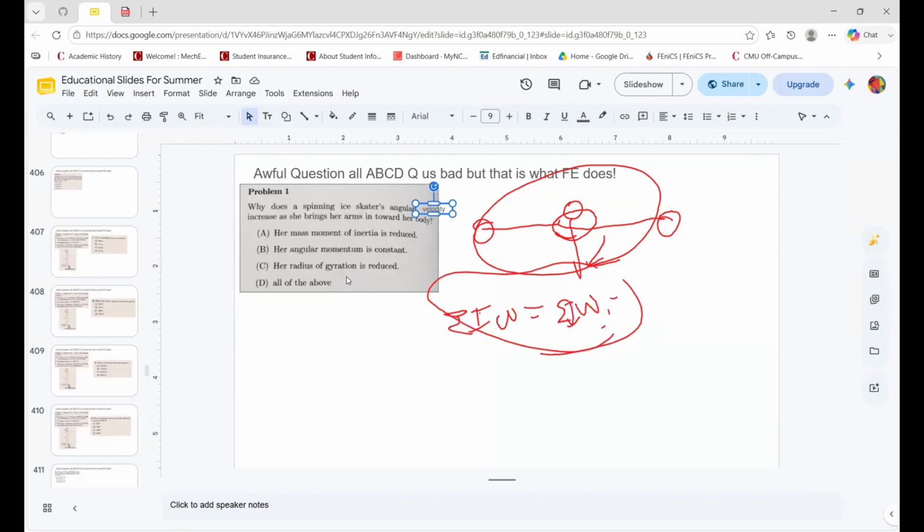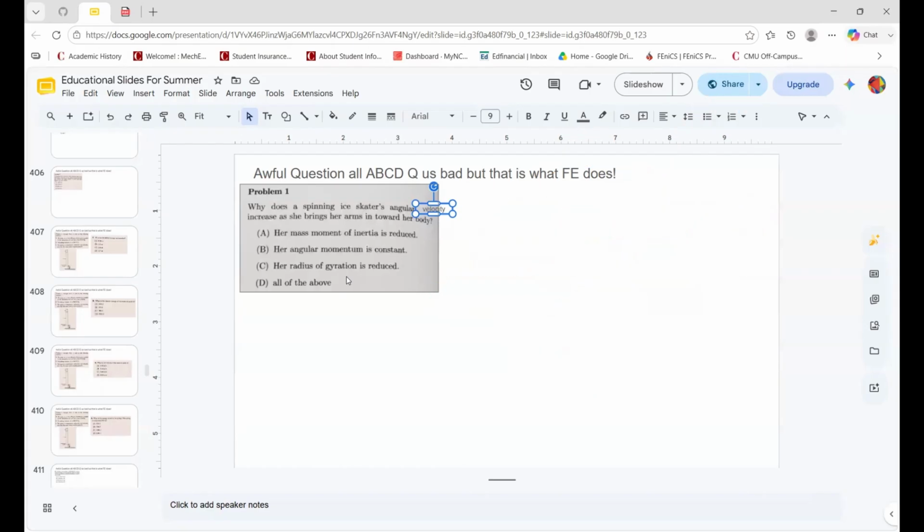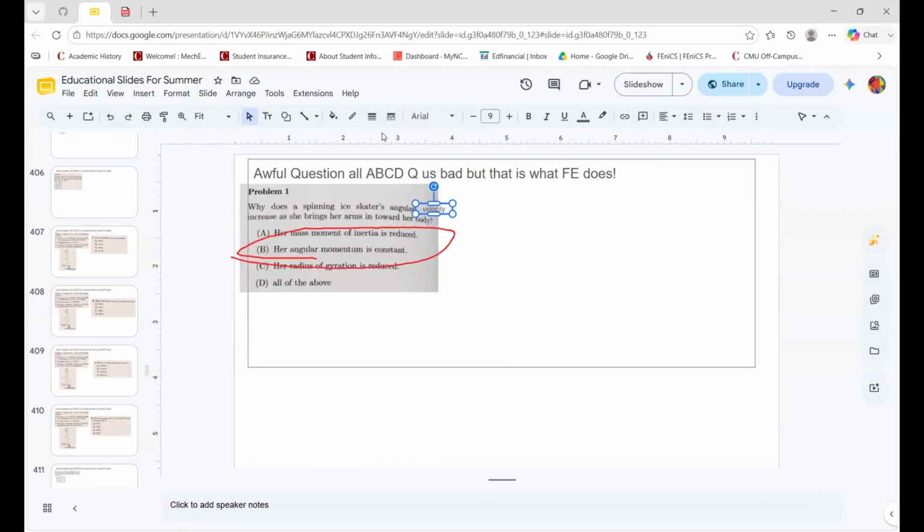Basically, your moment of inertia is defined by mass times r squared for a point mass. So you can imagine if you move it inwards, you would be decreasing that. So the angular velocity must go insane to compensate. Angular momentum is constant, and that is the reason why.